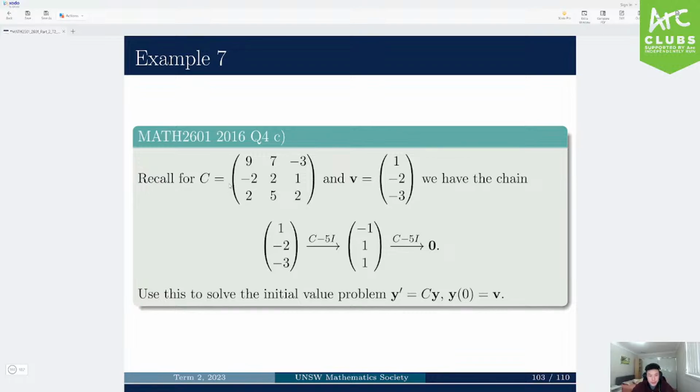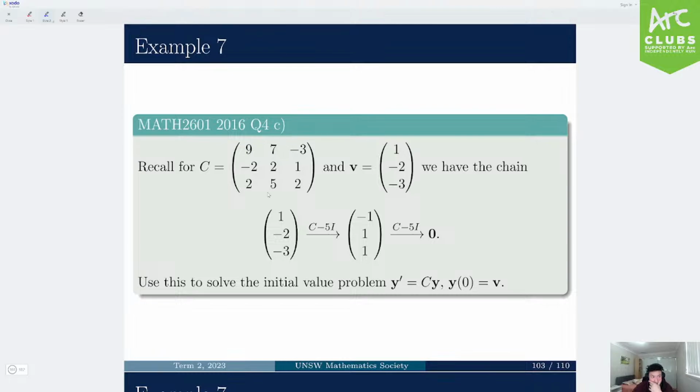Okay, so suppose I have this 3 by 3 matrix C, and V is (1, -2, -3). We're given that V has a chain that if we chain it down, we get (-1, 1, 1), and chain it again, we get the zero vector. And we want to use this to solve the initial value problem y' = Cy, where y(0) is just V.